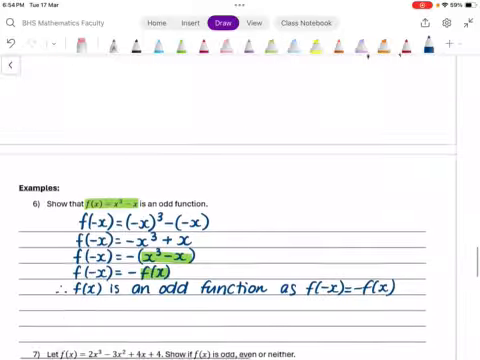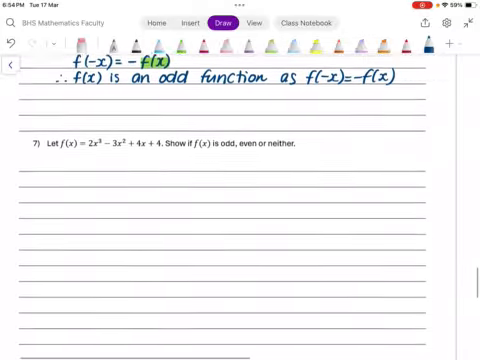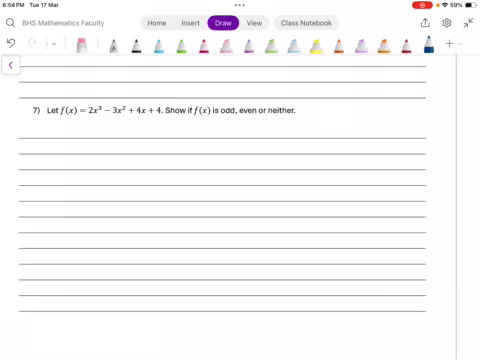Now, our last example we have is to let f of x equals 2x cubed minus 3x squared plus 4x plus 4. We want to show if f of x is odd, even, or neither. Now, what we have here is sometimes functions will be odd, sometimes they'll be even, and sometimes they'll be neither odd or even functions. So what we need to do as our first step to show this is to find f of negative x. So we'll have 2 lots of negative x cubed minus 3 lots of negative x squared plus 4 lots of negative x plus 4.